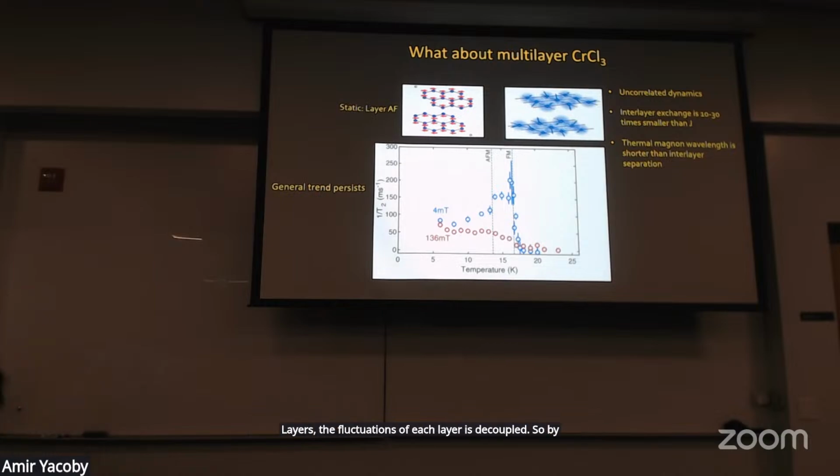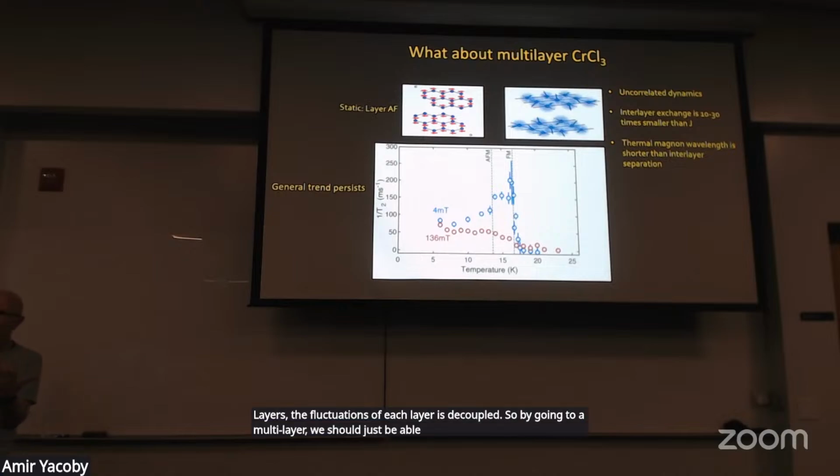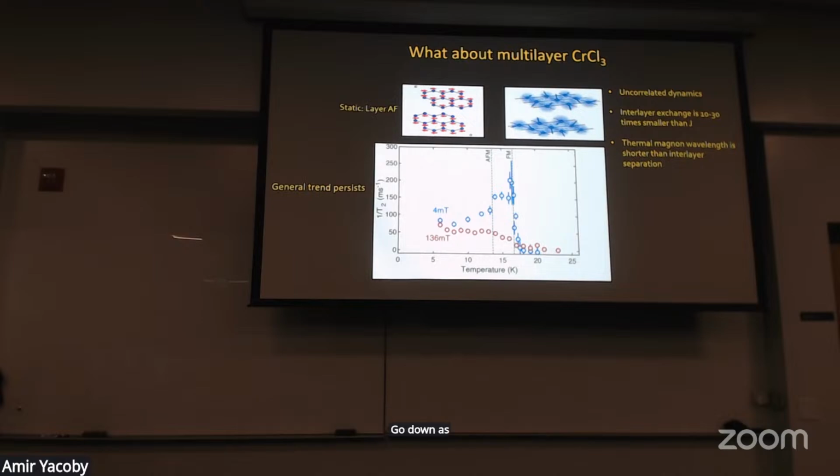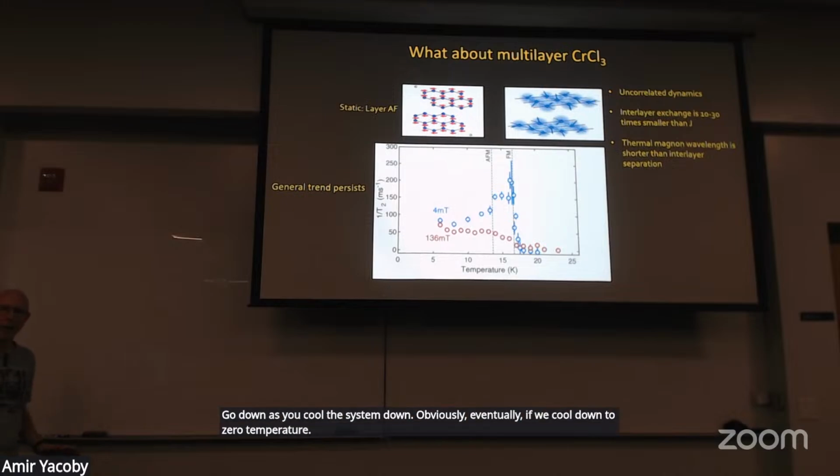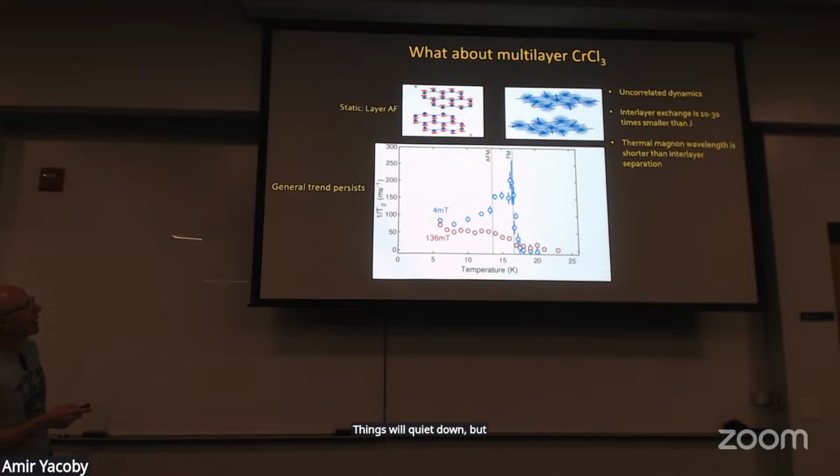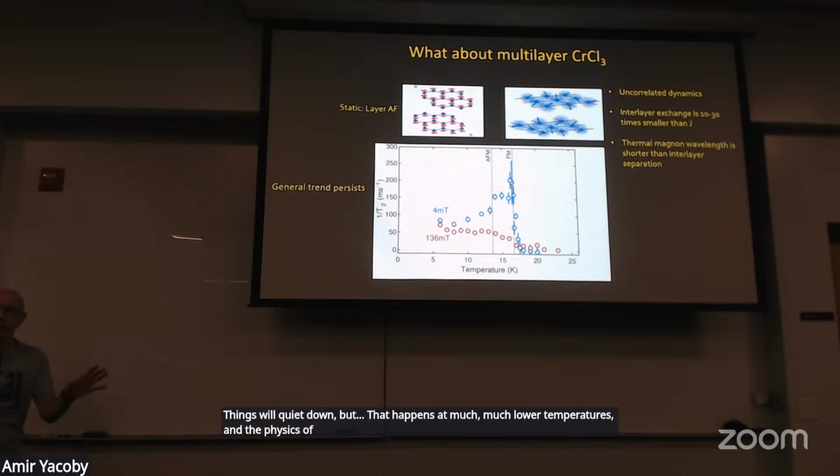So by going to a multilayer, we should just be able to see a bigger signature of the same effect. And in fact, that's what you see. You can see that indeed noise, again, does not go down as you cool the system down. Obviously, eventually, if we cool down to 0 temperature, things will quiet down, but that happens at much, much lower temperatures, and the physics of a multilayer is very much the same as that of a single layer.